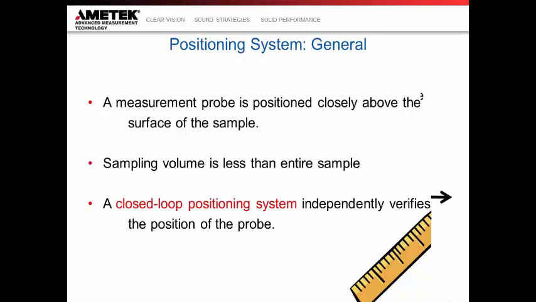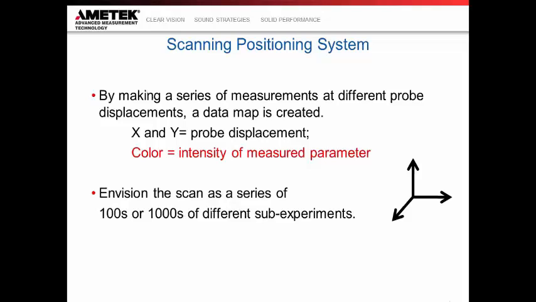We'll talk about scanning positioning systems then. By making a series of small measurements at different probe displacements, a data map is created. I'm going to have 3 parameters that I need to graph. The first parameter is going to be Y position. The second parameter is going to be X position. And the third parameter is going to be what I'm measuring. So in a SVET experiment, that's going to be a voltage drop. In other types of scanning experiments, that could be a localized current, a work function, or topography. So in order to graph 3 dimensions in a single plot, I'm going to use a color map or a data map, with the color representing the intensity of the measured parameter.